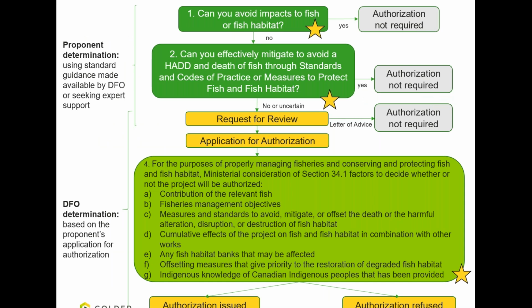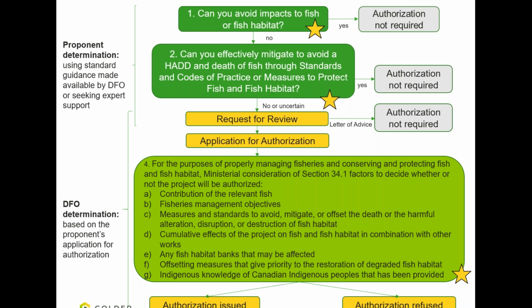So, a bit of a flow chart, and hopefully everyone can see this reasonably well. But again, starting right at the top of assessing if you can completely avoid impacts to fish habitat, and can follow those measures on DFO's website, and it's one of the projects listed there, then no authorization is required. You don't need to submit anything to DFO. You can just go ahead with your project.